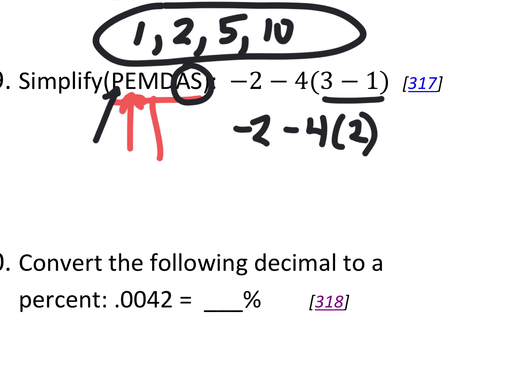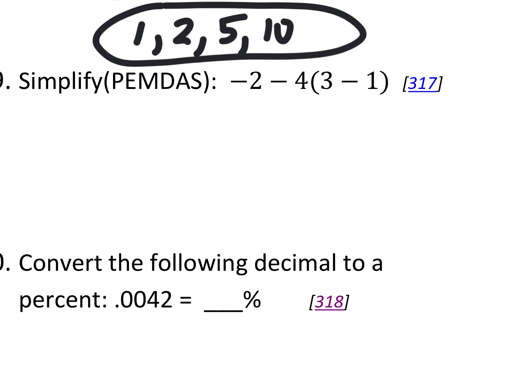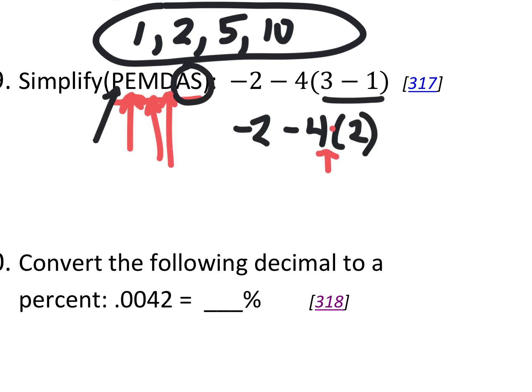Next is any multiply or divide problems, and those are tied. A lot of people don't know that, but multiply and divide are tied. So if you find a multiply and a divide, you go from left to right. But here, there's only a multiply, and it's right there. So I'm going to multiply this times this. My new answer copied down here is -2 minus 8.